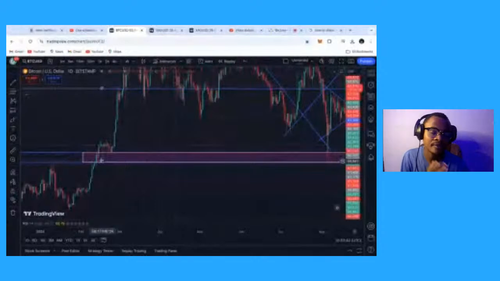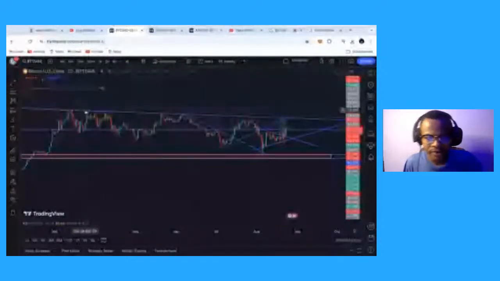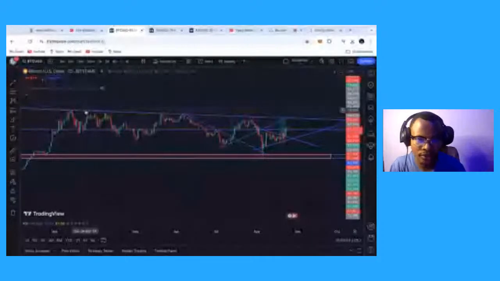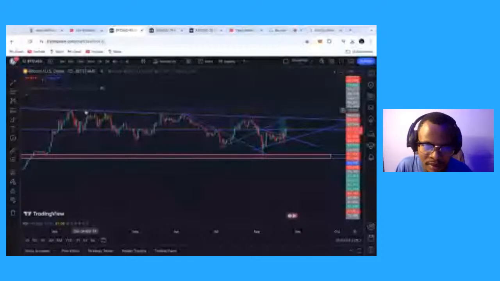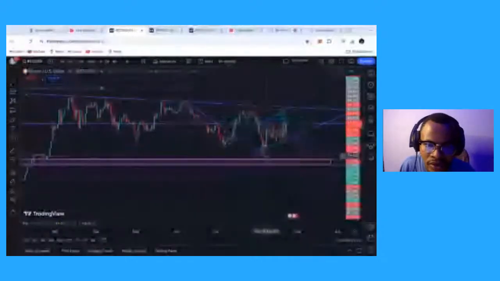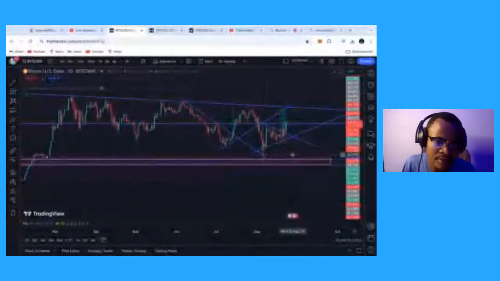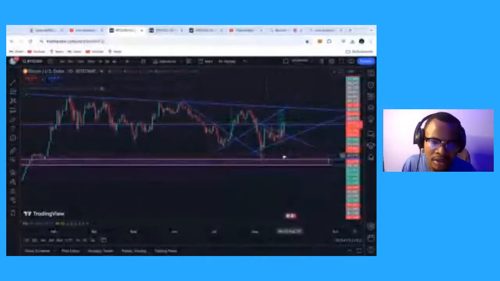People were shouting, boom, boom, boom, Bitcoin is gonna get to the moon, all these rumors and stuff like that. But after all of that, it came down and we tested it, tapped into that particular zone, which was the day it was as if the market was about to crash. It tapped into that zone and it started going up again. So we took our first take profit at 63K.